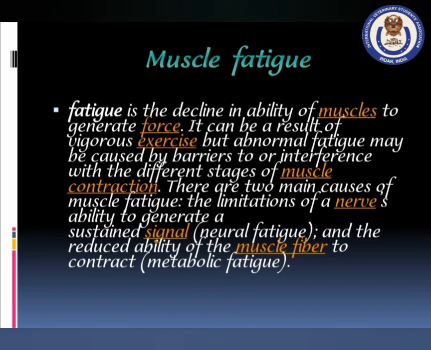Muscle fatigue. Muscle fatigue is the decline in ability of the muscle to generate force. It can be a result of vigorous exercise, but abnormal fatigue may be caused by barriers to or interference with the different stages of muscle contraction. There are two main causes of muscle fatigue: the limitations of the nerve's ability to generate a sustainable signal, that is neural fatigue, and second, the reduced ability of the muscle fiber to contract, that is metabolic fatigue. Two types, that is neural fatigue and metabolic fatigue.